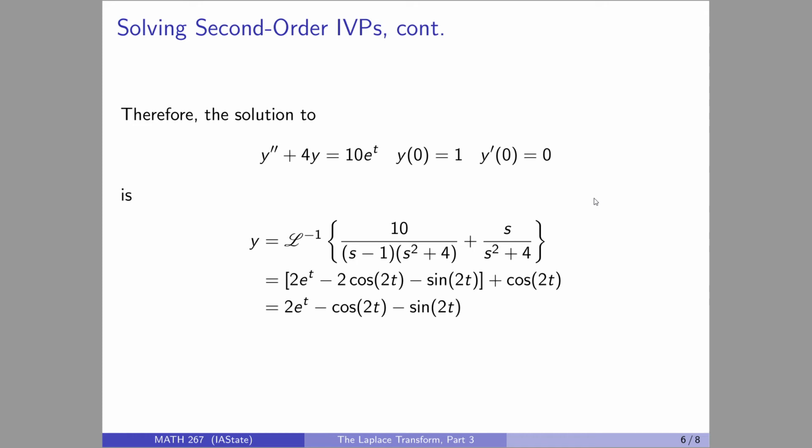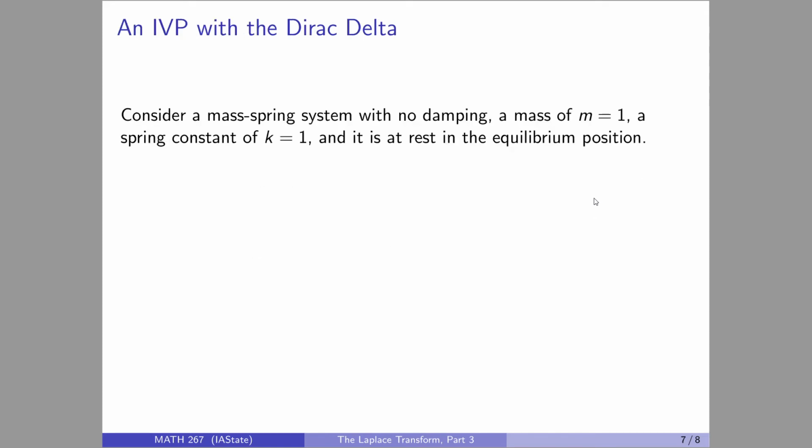Pretty cool. All right. Well, let's wrap things up with the Laplace transform of a really fun initial value problem. All right. So let's say you've got a mass spring system, no damping, so free motion. And it's sitting at rest in the equilibrium position. So it's not moving, it's just hanging out.